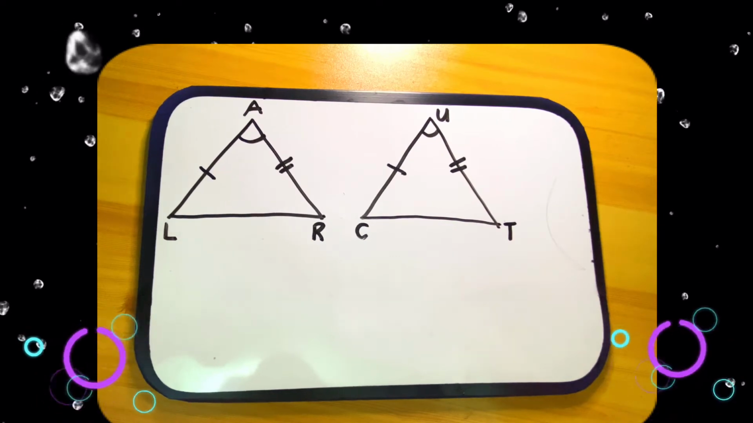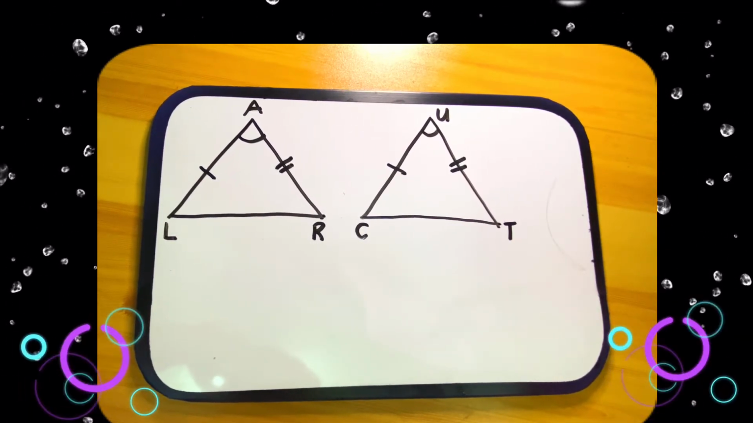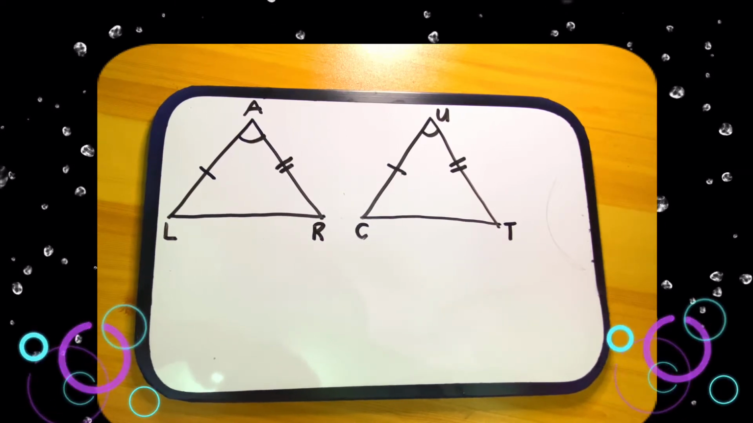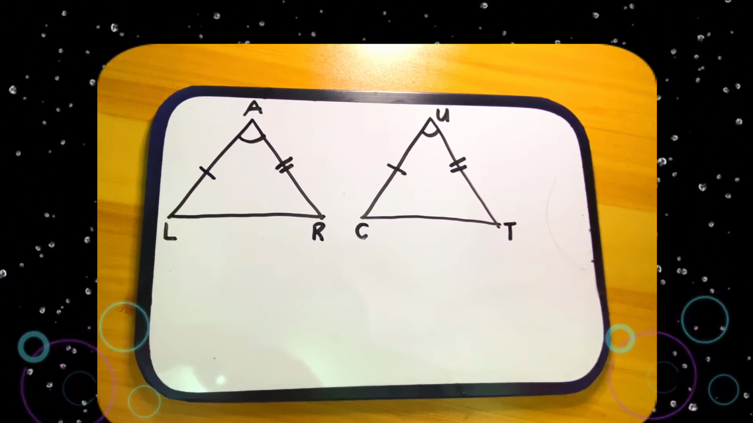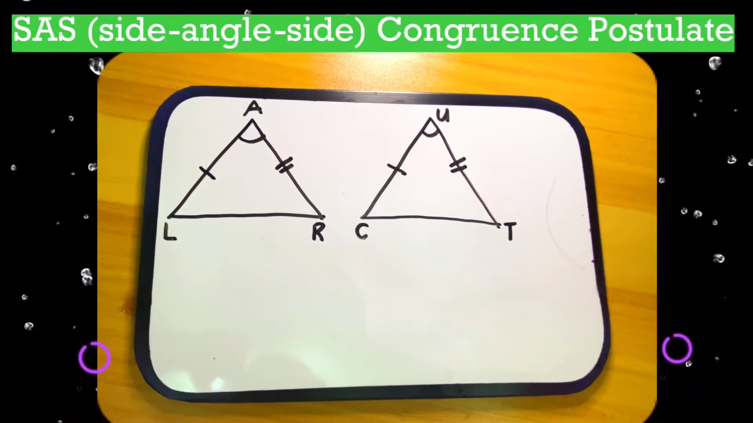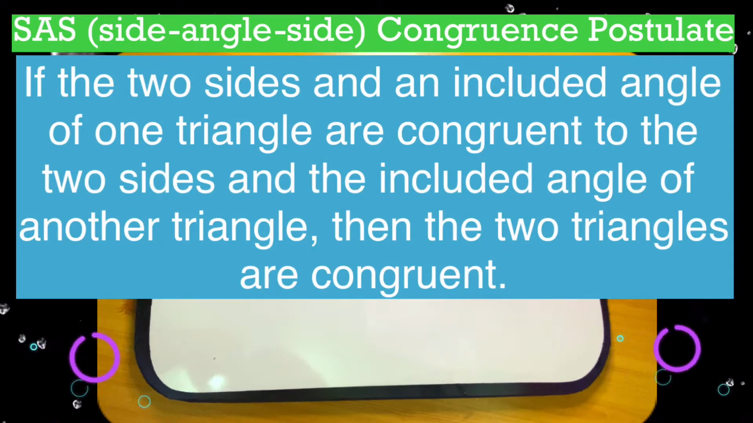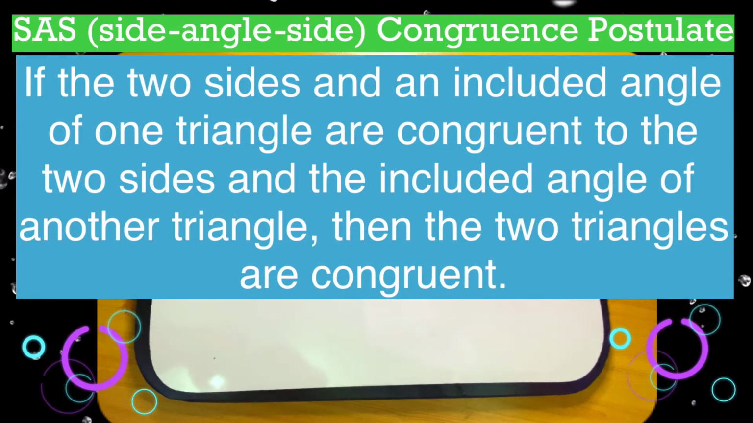Okay. Hello everyone. So today we will illustrate the SAS, ASA, and SSS congruence postulates and the AAS or SAA congruence theorem. We will go first to SAS. The meaning of SAS is side, angle, side. So that is the SAS congruence postulate.